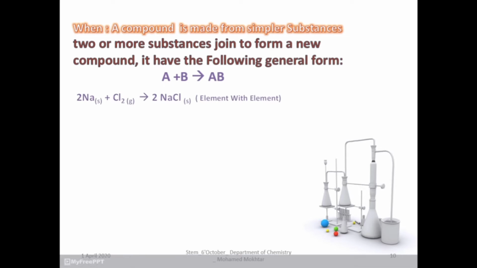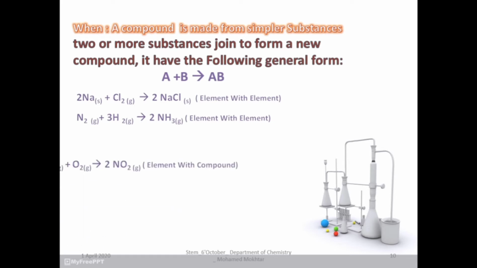The combination between sodium, a metal, with chlorine, a non-metal, makes NaCl. Here we can see elements joining with elements, a non-metal with a metal. This is element with element, non-metal with non-metal: nitrogen is combined with hydrogen to make ammonia.